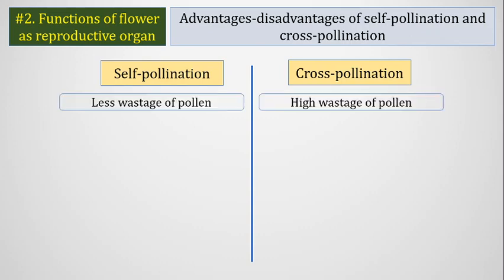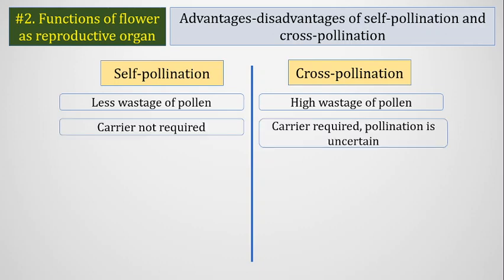In self-pollination, there is less wastage of pollen, because within the same plant or within the same flower, the maximum number of pollen can reach the ovary of the same flower or of the same plant. So there is less wastage of pollen, while in cross-pollination most of the pollens fall around, they spread to the surroundings, but a small percentage of them can reach the ovary of another flower of another plant. So there is high wastage.